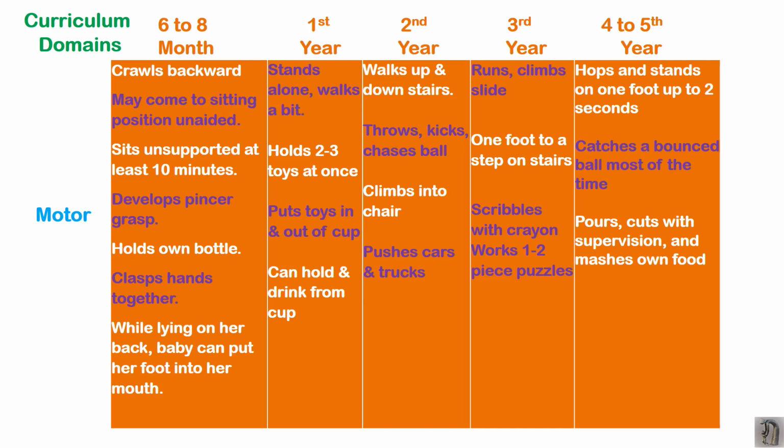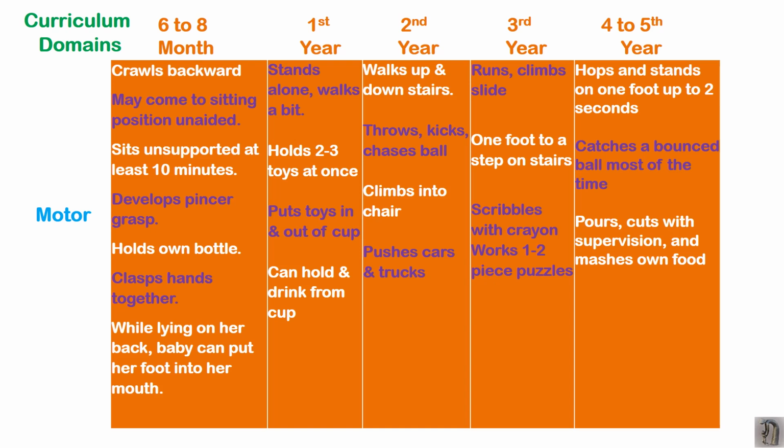Now see the development of a child at 6 to 8 months. Now you will say 6 to 8 month olds never go to school. Yes, till 5 years the child will not be going to school. Rather they will go to a play school or Montessori school or a homeschooling kind of thing. But we need to understand their curriculum as well. During 6 to 8 months in the motor domain, what happens? The child will be crawling backward, and may come to a sitting position unaided, sitting unsupported for at least 10 minutes. The child must achieve that as per this curriculum level.